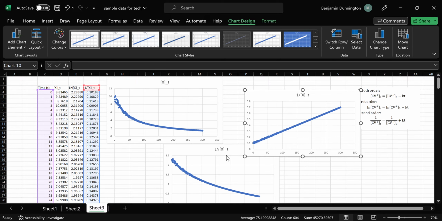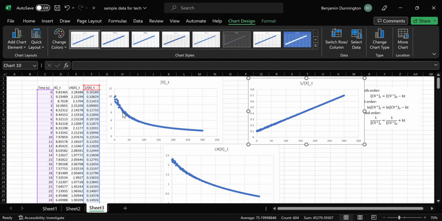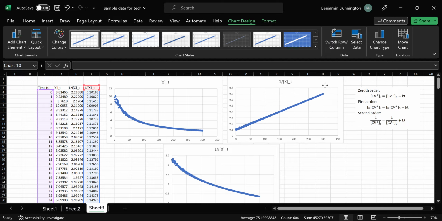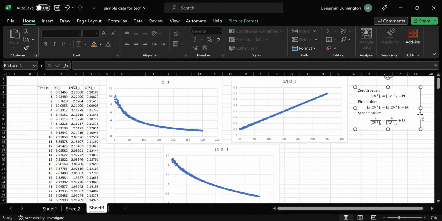Wonderful. So I've got my 3 graphs now. Just the data, the concentration versus time, the log of the concentration versus time, and then 1 over the concentration versus time. And basically the idea is only one of these should be a straight line, right? And whichever one is the straight line tells me the order.